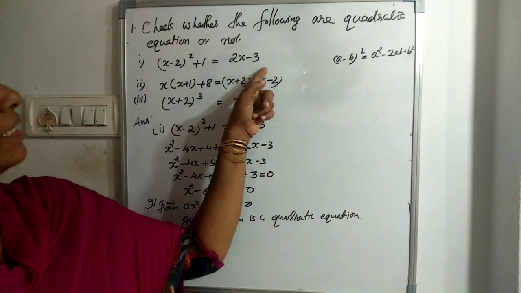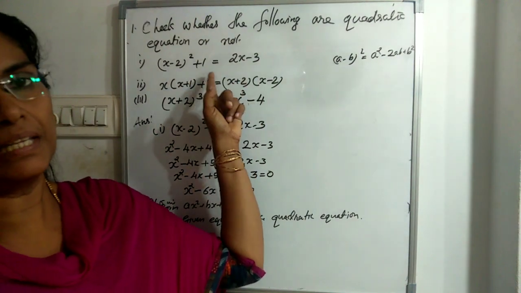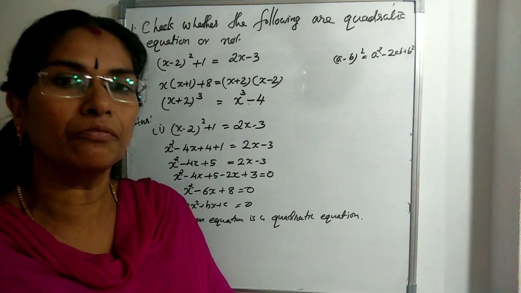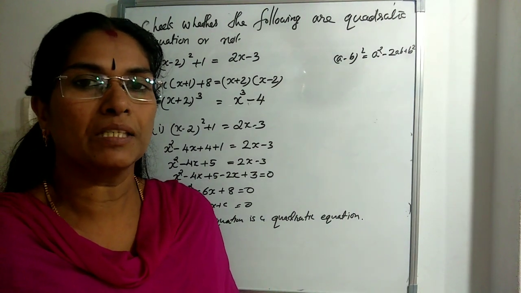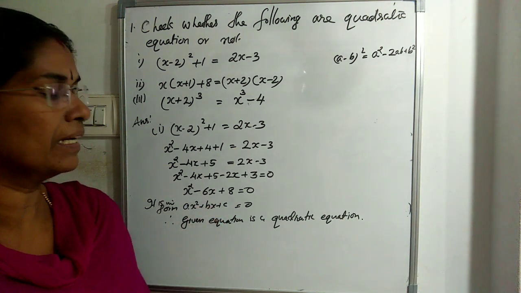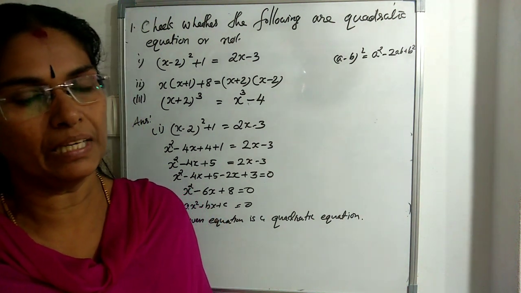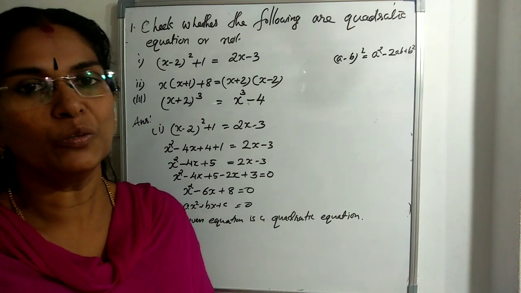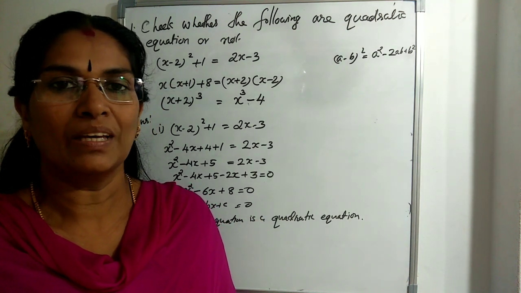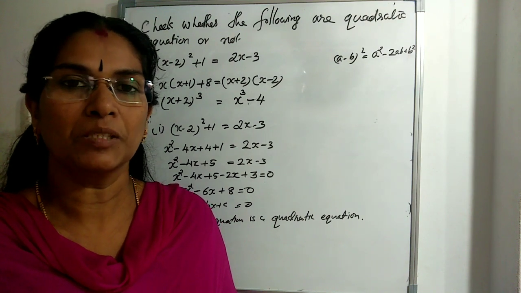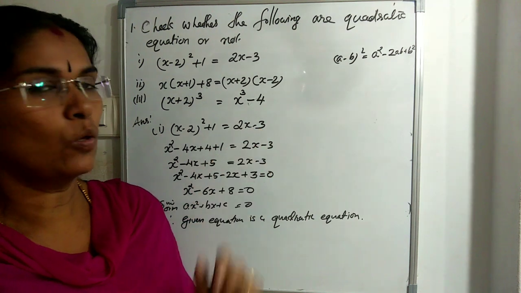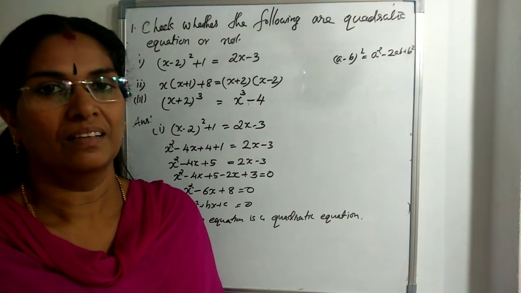So by looking at it we cannot say whether it is a quadratic equation or not. First you have to solve and rearrange and make it in the form ax square plus bx plus c equal to 0. If we get this form, then we can say the given equation is a quadratic equation. But here we have to know all the identities: a minus b, a plus b whole square, a cube plus b cube and a plus b whole cube. All the identities we have to know, then only we can solve this type of questions. Clear?